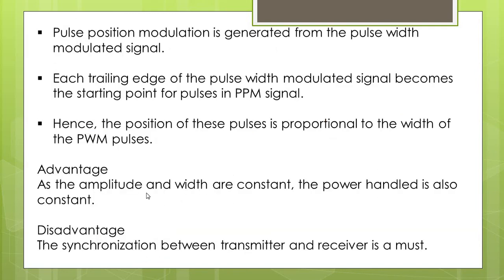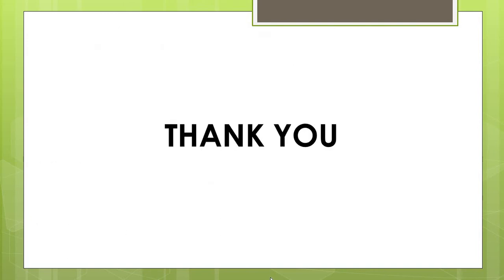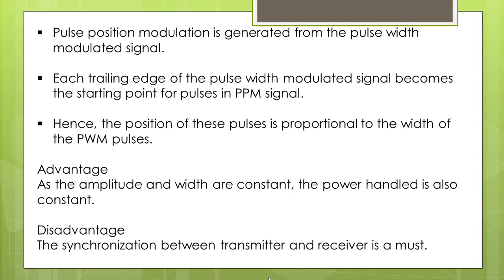So this is the advantage and disadvantage. As the amplitude and width are constant, power is also constant. So there is no wastage of power because all the pulses are of the same width and duration. One disadvantage is that there should be synchronization between the transmitter and the receiver. So this is all about the pulse width modulation and pulse position modulation.